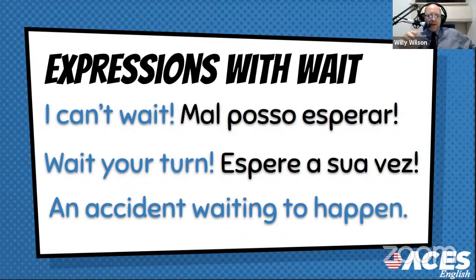Alguém que está, sei lá, alguém está dirigindo como um louco. Aí um acidente, é literalmente um acidente esperando acontecer. Ou seja, é muito provável que dê errado. Alguém faz alguma coisa que é arriscada e quando você fala isso, você está avisando que é muito provável que dê errado. So you can say, for example, that is an accident waiting to happen. É outro jeito de dizer isso, não vai dar certo. Vai ter algum acidente, vai acontecer.